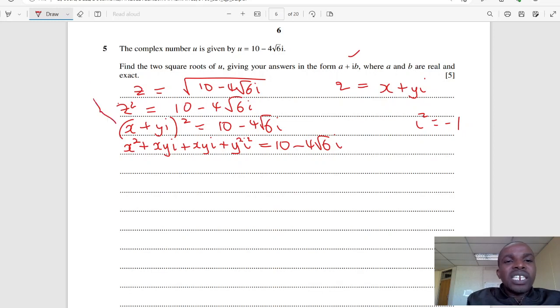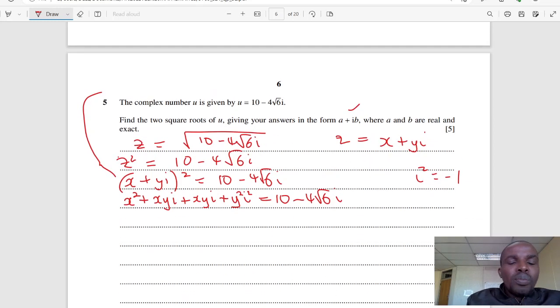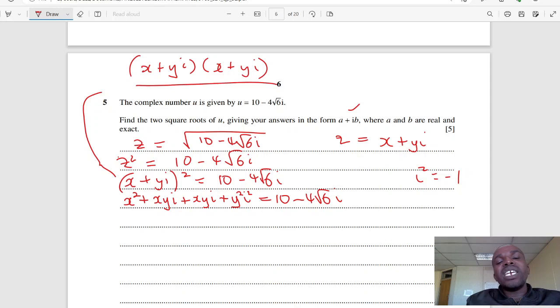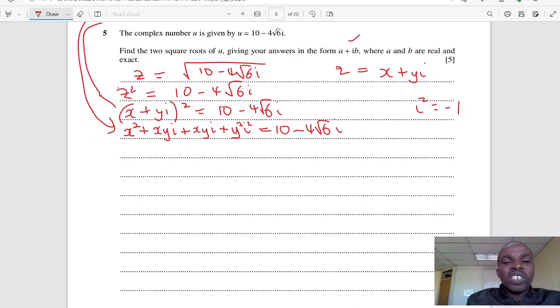Right, so this is just two brackets of the same item. So how did I expand it? It is x plus yi, then x plus yi. So that's the bracket. So I have expanded this part to be this item. Take note of that part, please. Right, then it will be x squared plus 2xyi. Then i squared is minus 1, y squared times minus 1, you get minus y squared. Then it equals 10 minus 4 root 6 i.